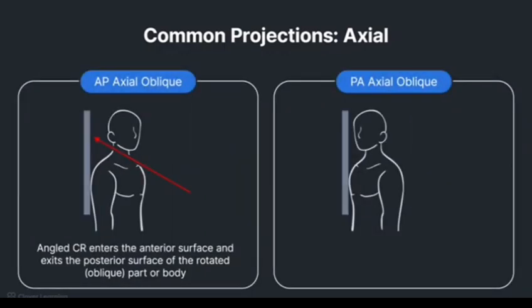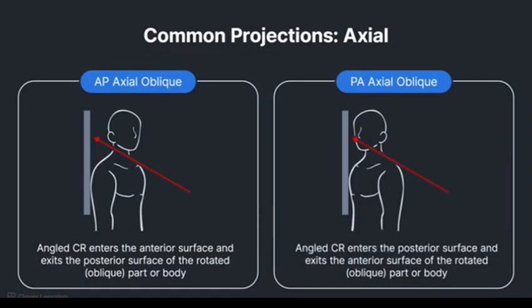AP axial oblique. Angled CR enters the anterior surface and exits the posterior surface of the rotated or oblique part or body. PA axial oblique. Angled CR enters the posterior surface and exits the anterior surface of the rotated or oblique part or body.